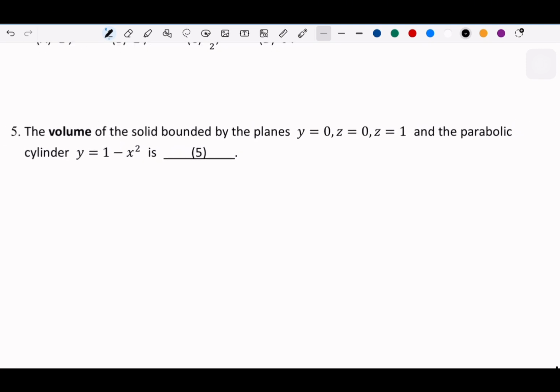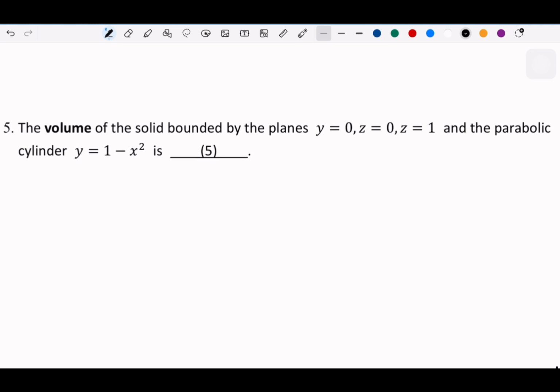Okay, so I think it's actually pretty simple because all the planes are exactly constants, right? So y equals 0, z equals 0, and z equals 1. So we can first look at the intersections. When y is 0, then x will be between plus and minus 1, right? So we can see that this is just a parabola in terms of x and y. If you want to draw, you could draw.